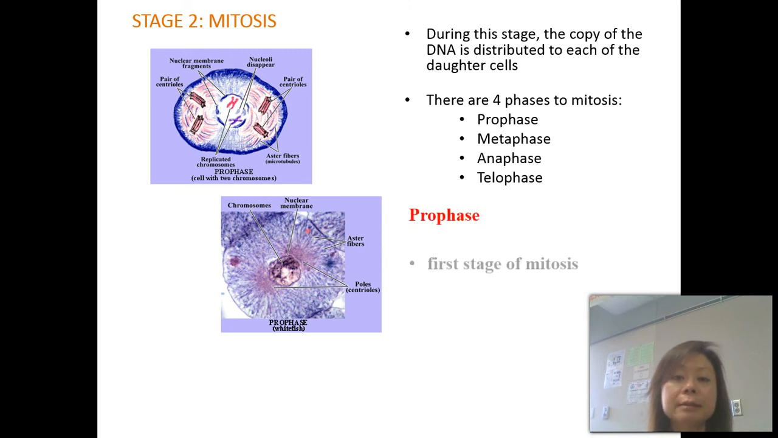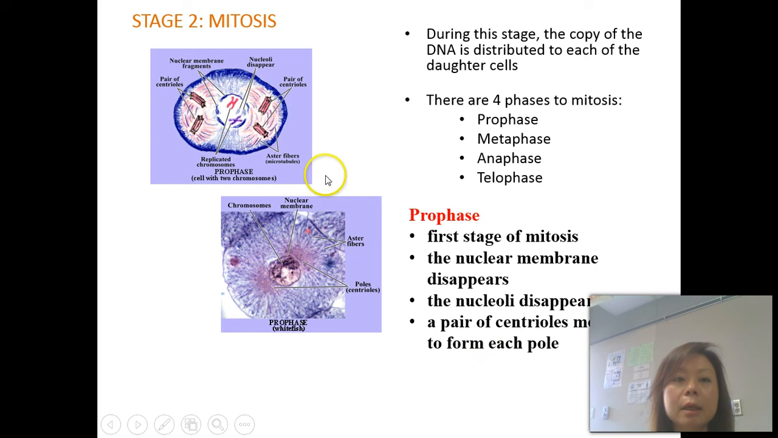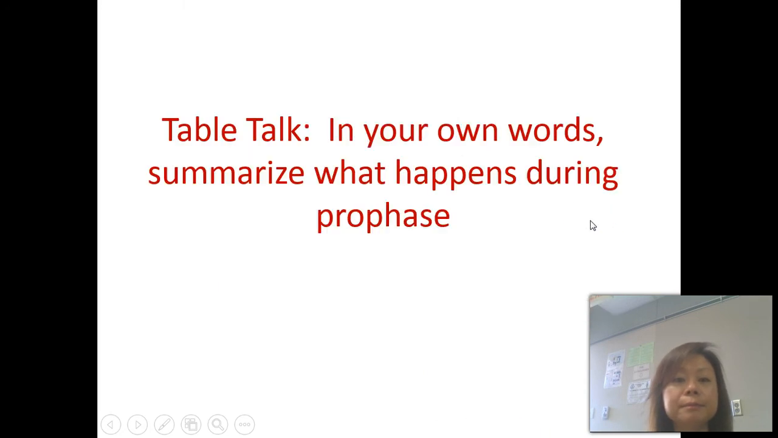During prophase, the nuclear membrane starts to disappear, so you can see that it's starting to disappear. The nucleolus or nucleoli also disappears. You see these pair of centrioles that have formed. They start to move to opposite ends of the cell, 2 each. And the DNA, which used to be long and stringy, becomes thicker, and it condenses and forms into chromosomes. Okay, so pause this video and see if you could summarize what happened during prophase.